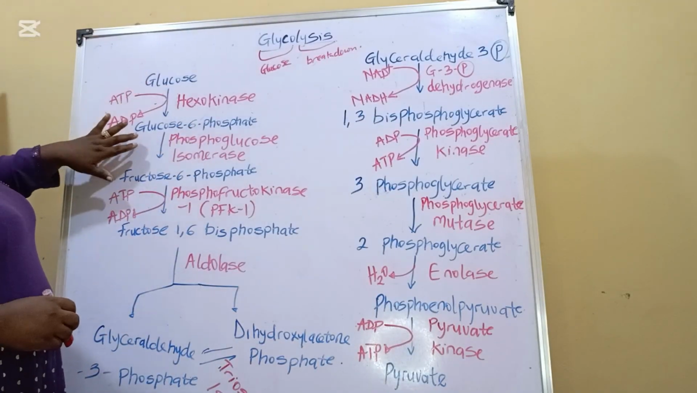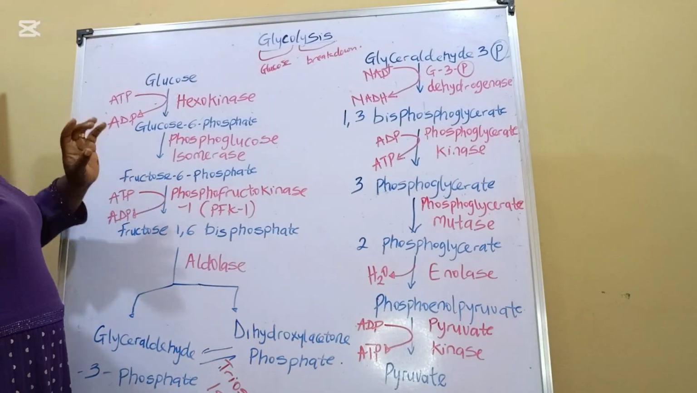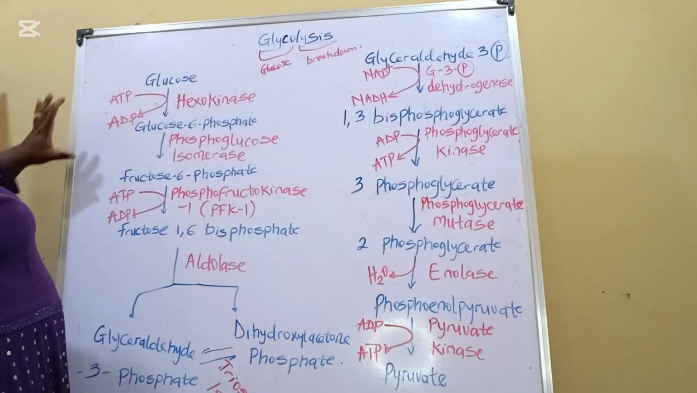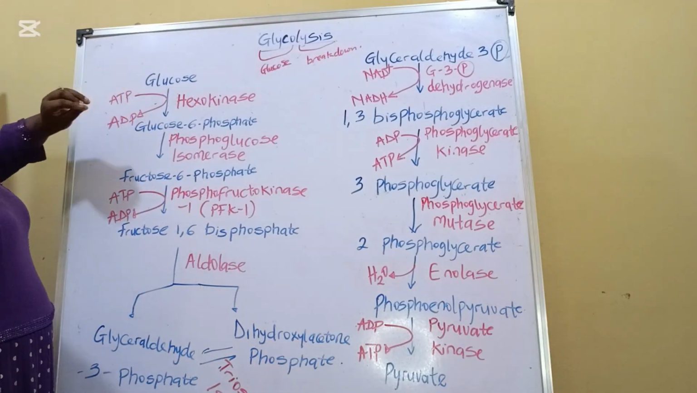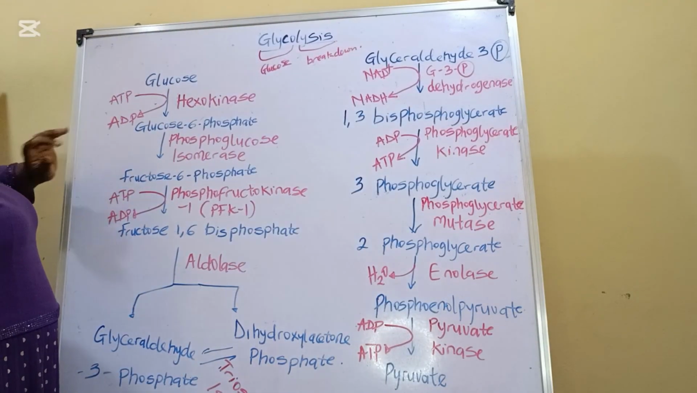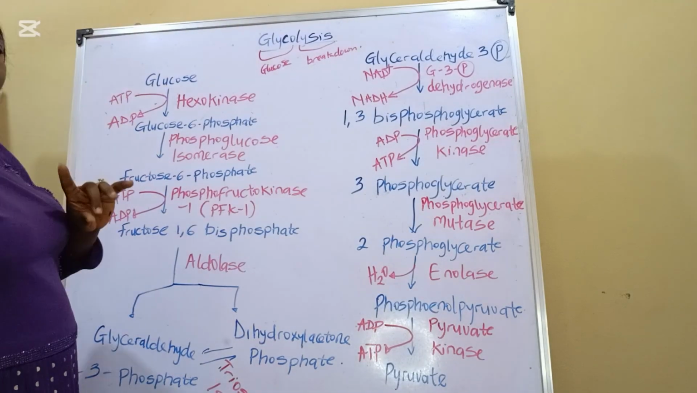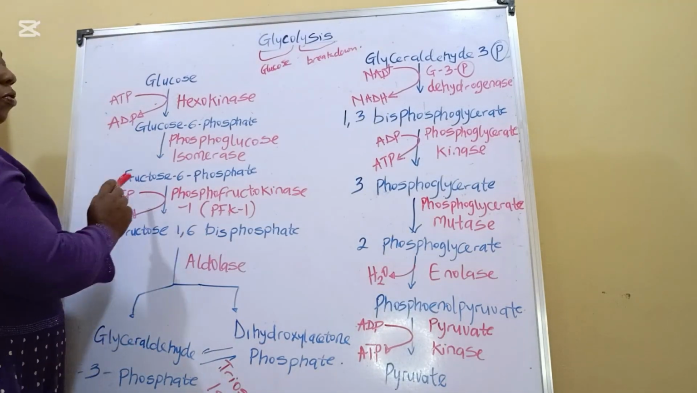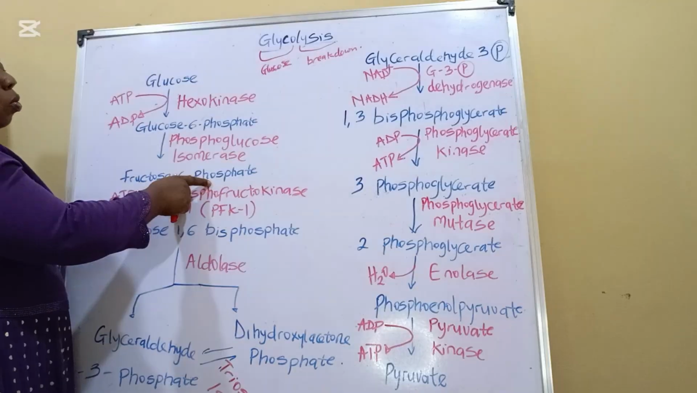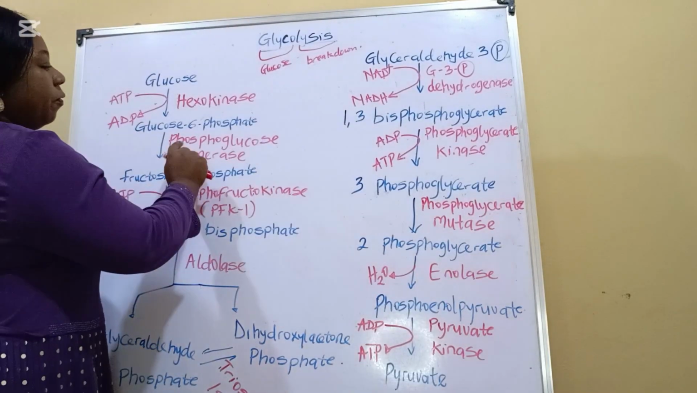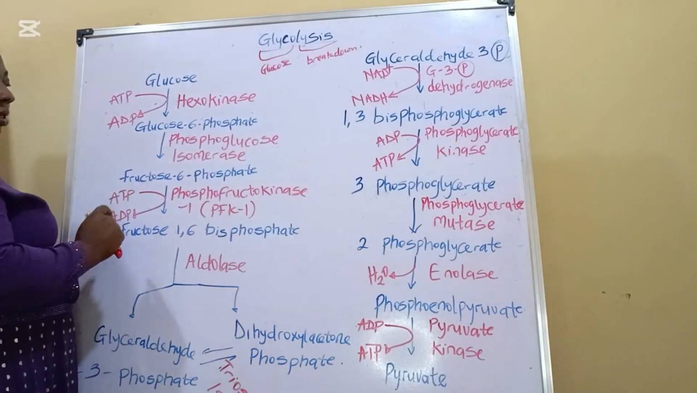Glucose is converted into glucose 6-phosphate by the enzyme hexokinase. In this reaction, energy is used up, so ATP is converted to ADP. Now, glucose 6-phosphate is further converted into fructose 6-phosphate, which is catalyzed by the enzyme phosphoglucose isomerase.